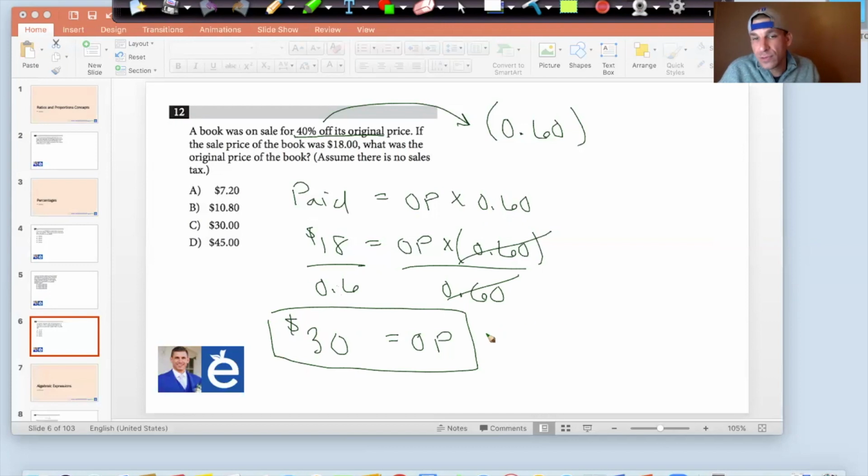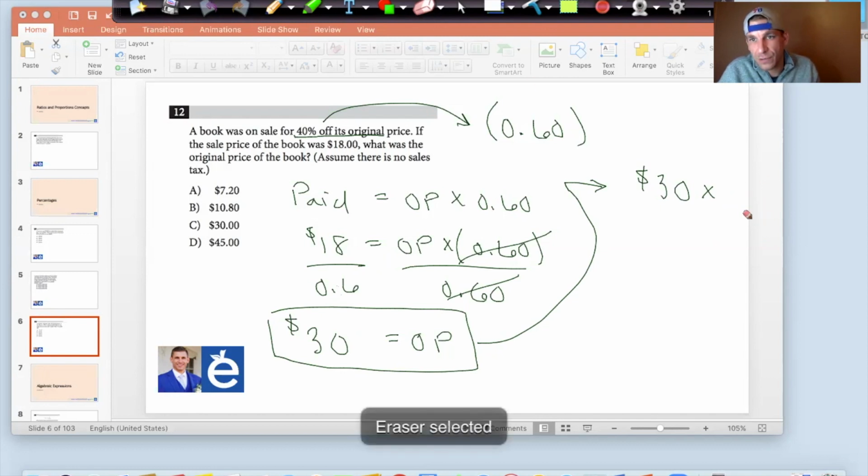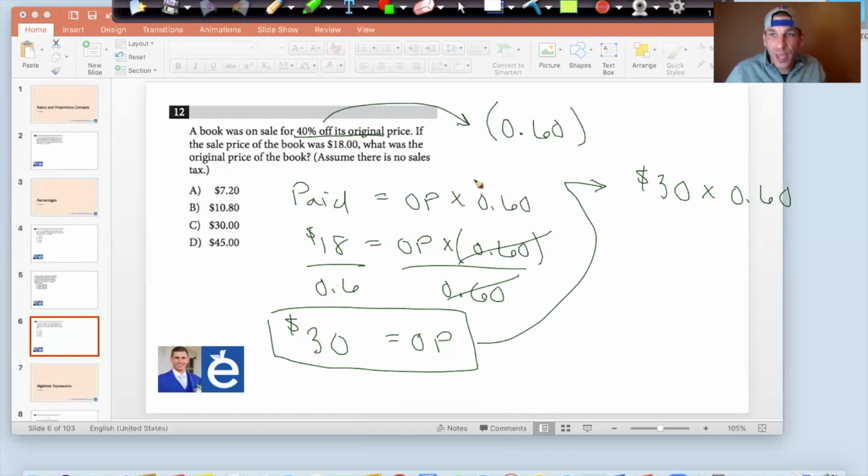And then you can even do this in reverse. You can say, okay, $30 was my original price of the book, and then you can just multiply this by 0.6 here. My pen is all funky tonight. When you multiply these things together, you will end up getting 18. Like if you were to calculate how much would you pay if you had a 40% discount and the book was initially $30, what would you pay? You would pay $18. So there's different ways of reversing these types of problems.